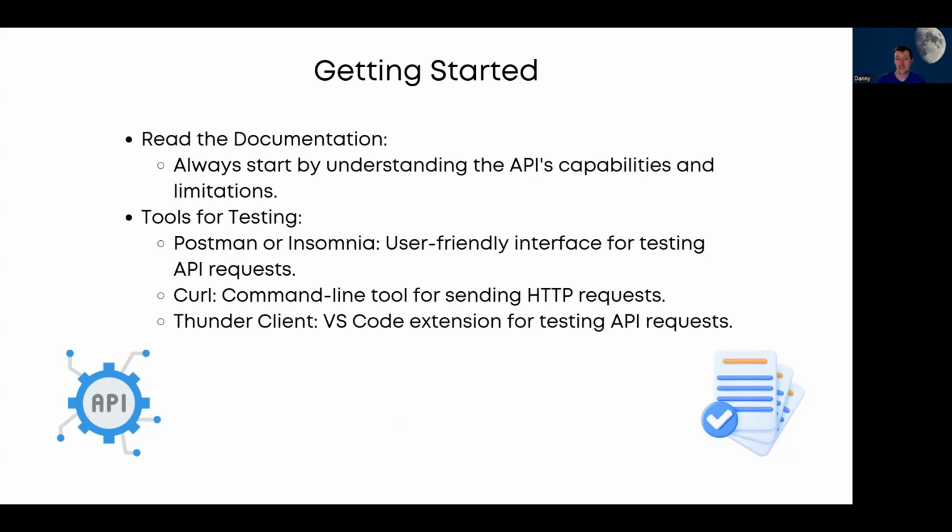So there's Postman and Insomnia. These are user-friendly interfaces for testing API requests. You can download the software and install it on your computer. They're very easy to use. There's also curl, the command line tool for sending HTTP requests, and Thunder Client, which is a VS Code extension for testing API requests. So there's a lot more out there. I'd advise you to check it out, explore, and see what you can find.